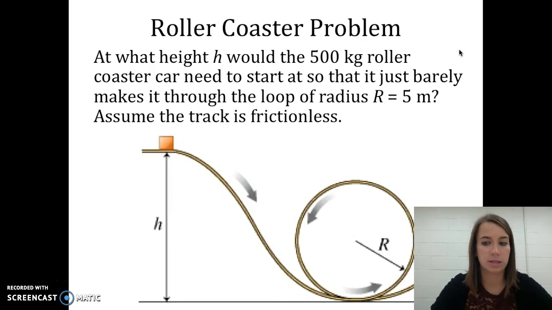So we want to take a look at this example. This would be kind of like a roller coaster problem. The question might say, at what height h would the 500 kilogram roller coaster car need to start at so that it just barely makes it through the loop of radius r equals 5 meters, assuming the track is frictionless? So there's a lot of physics going on here.